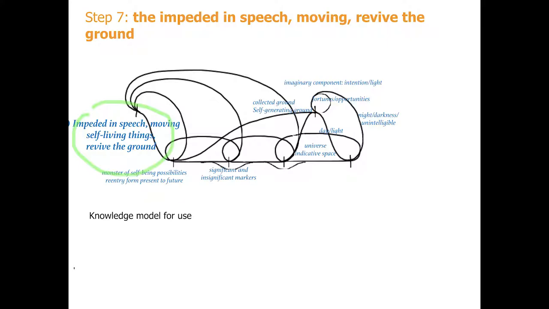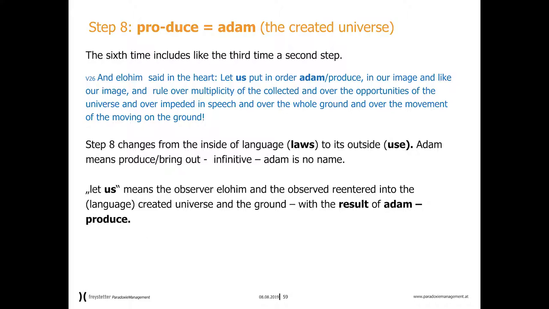The sixth time includes, like the third time, a second step. That's the possible about the imaginary value. "Let us put in order Adam in our image and like our image, and rule over multiplicity of the collected and over opportunities of the universe and over embedded in speech and over the whole ground and over the movement of the movement on the ground."